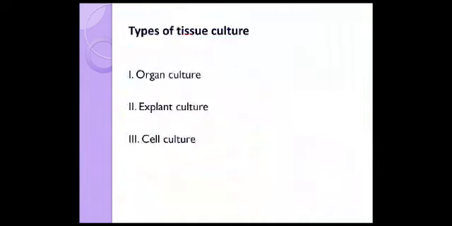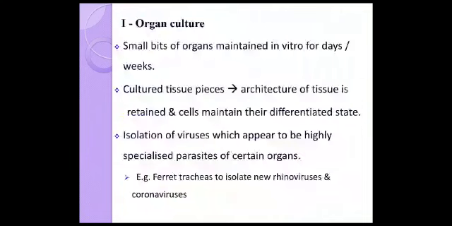So what are the different types of tissue cultures? There are organ cultures, explant cultures and cell cultures. In organ cultures, small bits of organs are maintained in vitro for days or weeks, and in these cultured tissue pieces the architecture of the tissue is retained and the cells maintain the differentiated state. Viruses which appear to be highly specialized to that particular organ can be isolated. To give an example, ferret tracheas are used to isolate coronaviruses.